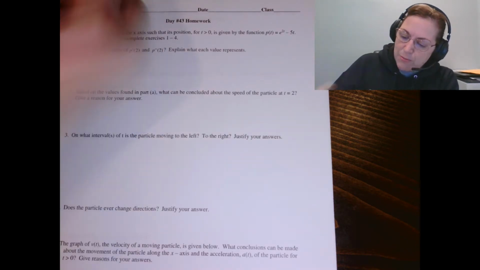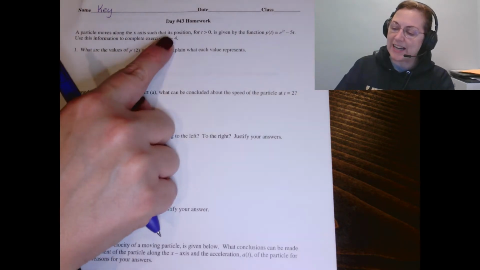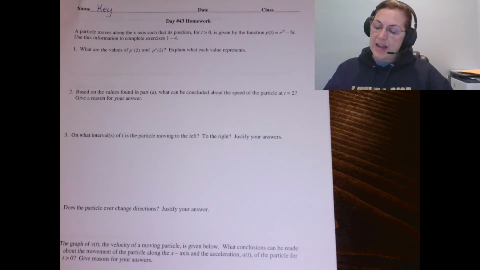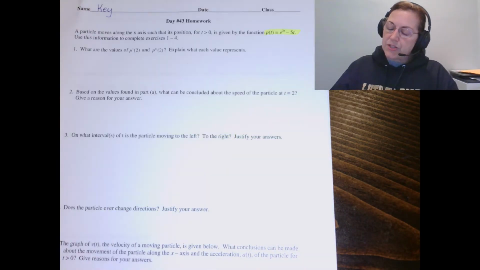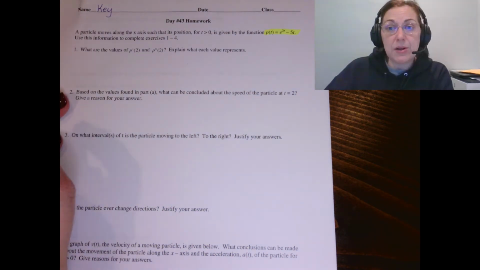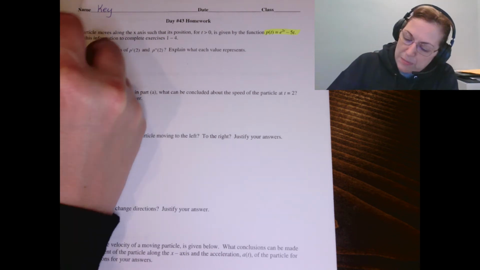So for this one, we're being told that a particle moves along the x-axis and we're given the position function, and we'll use this for questions number 1 through 4. So question number 1, what is p prime? What is p double prime at 2? And evaluate each response.